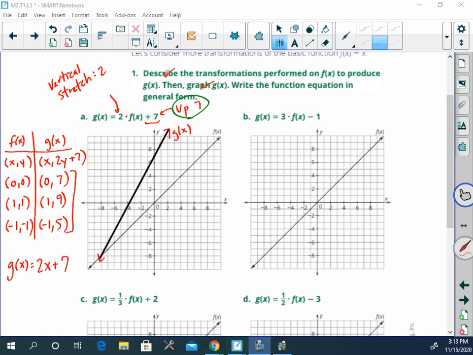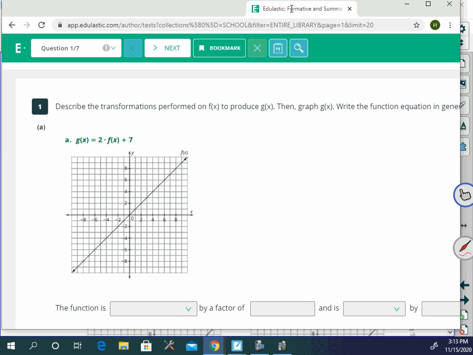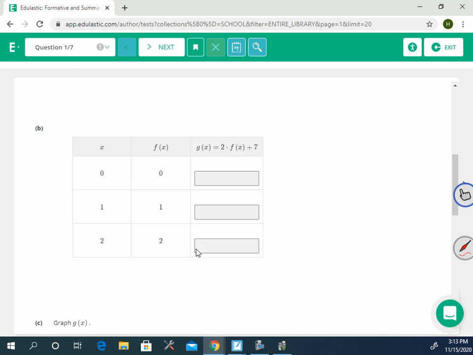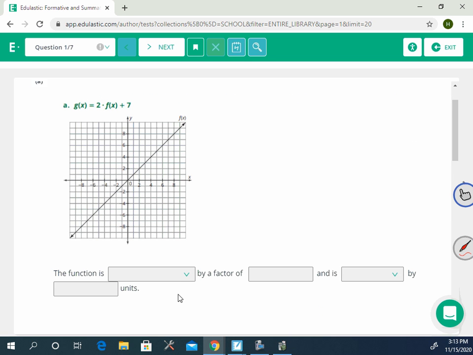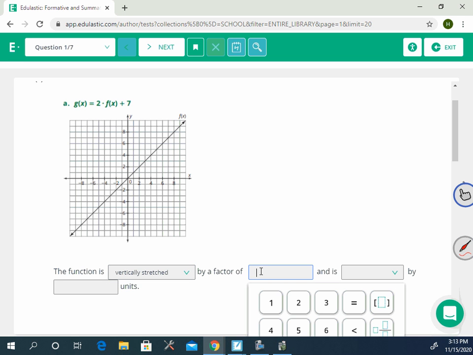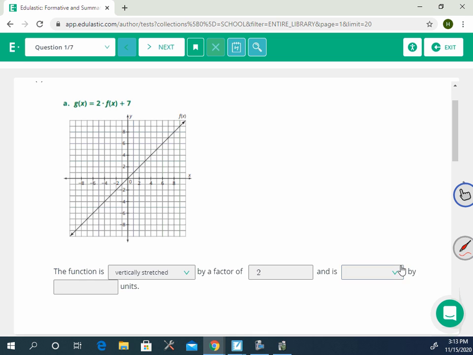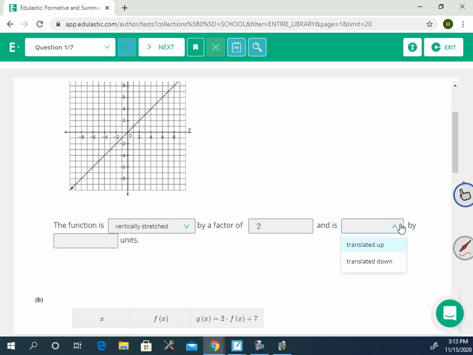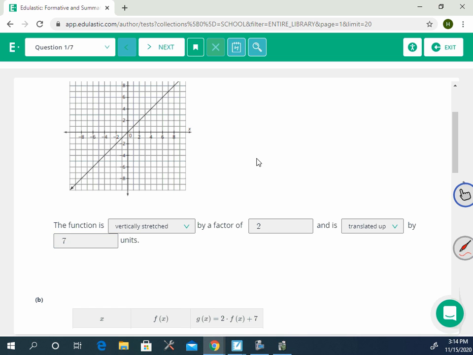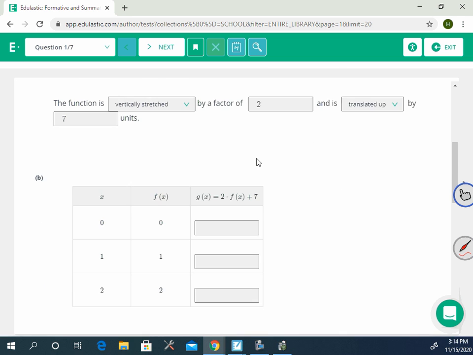So if I'm trying to do that on Edge Elastic here, go to your Edge Elastic, and we're going to fill in what we just did. Okay, so the function was vertically stretched by a factor of 2, and then it was translated up by 7 units. And if you're trying to type and it doesn't type, you can just use the keypad. Sometimes I find that I run into that.